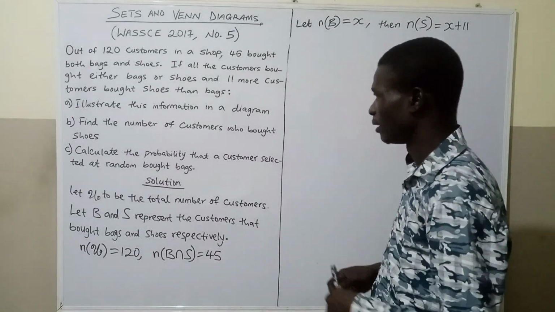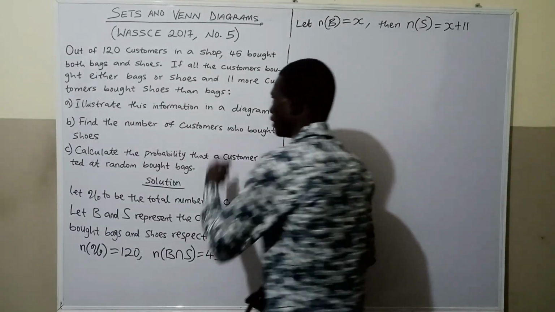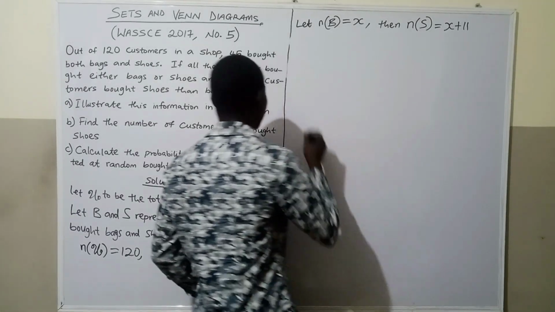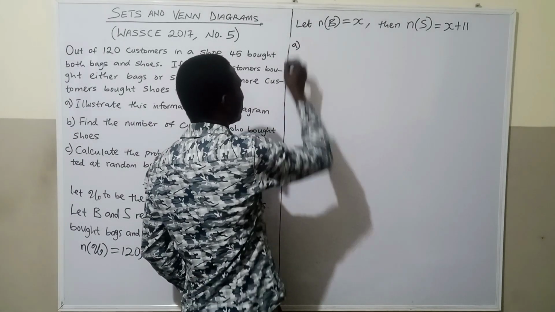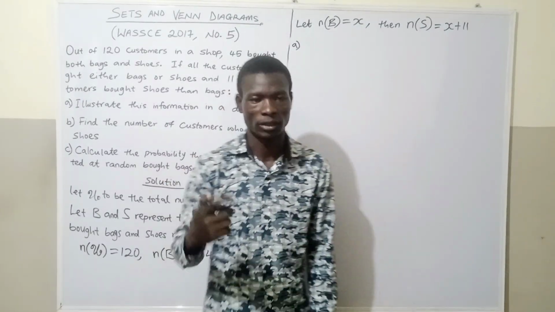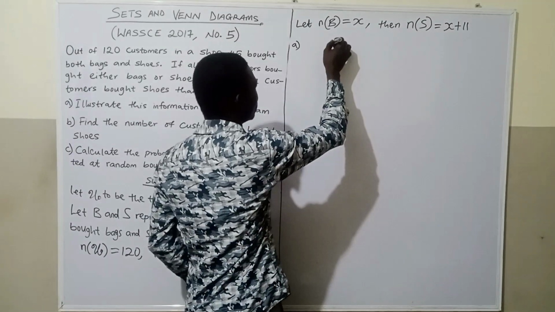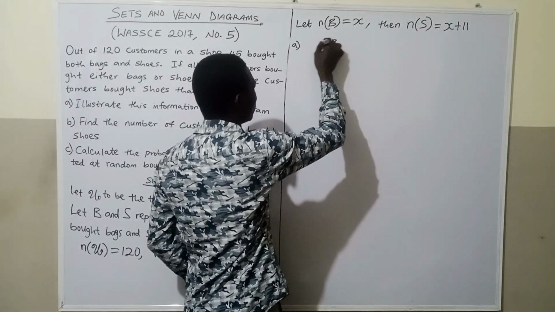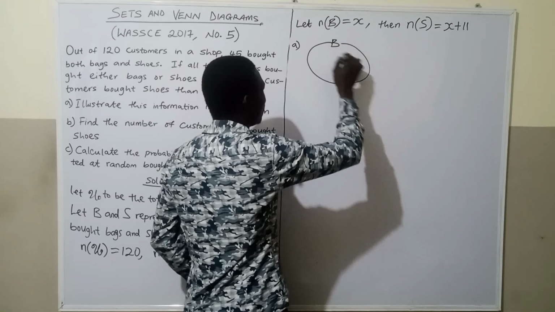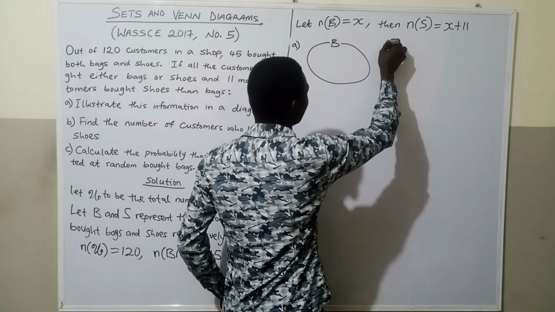So the question now says, illustrate this information on a Venn diagram or in a diagram. So we are going for A now. A, of course, there are just two parameters here. We have the bags and we have the shoes. So we are going to be having only two circles. So the first circle is going to be for bags, customers that bought bags. And the second circle is going to be for customers that bought what? Shoes.